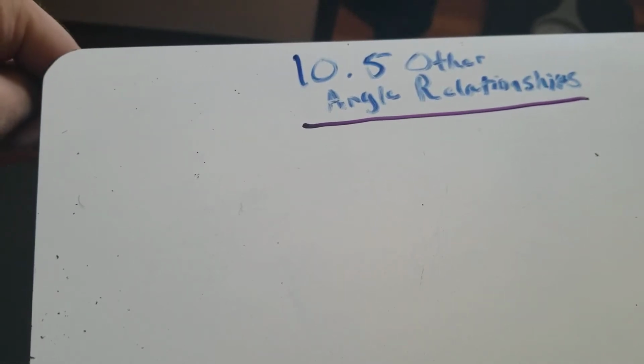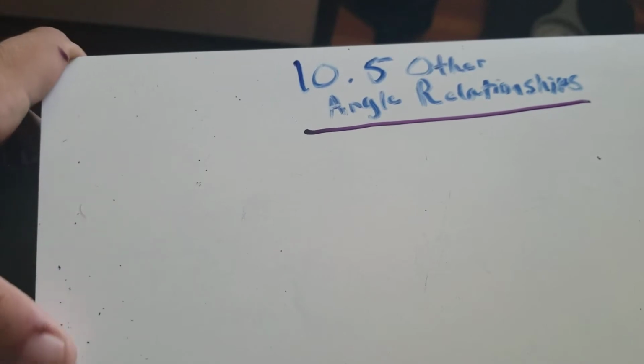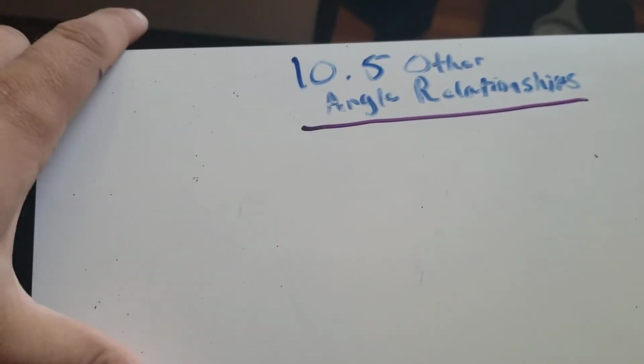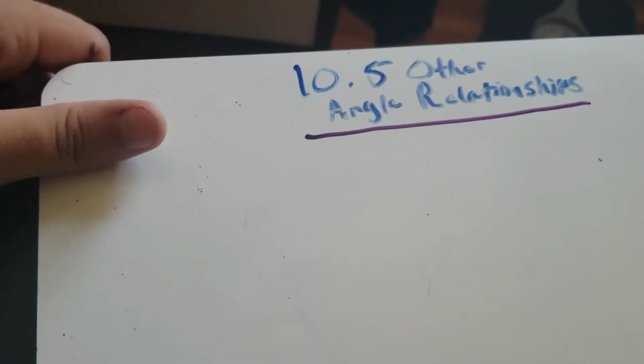Hey Geometry, today we're going to do 10.5, other angle relationships. There are 3 different theorems we're going to go over today, and we're going to re-practice them tomorrow or the next time we have class. The reason is it's a little hard to remember.